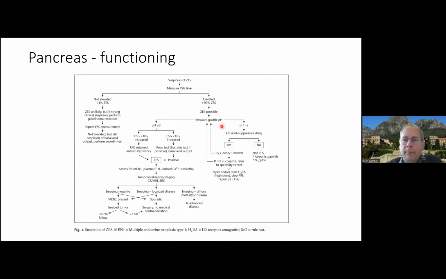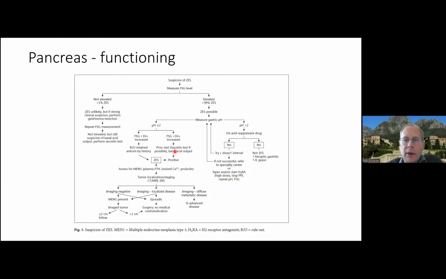Now, alternatively, if the pH is greater than 2, make sure that you're not on a PPI or other acid suppressing drug. And if so, consider how you can proceed to repeat the testing off a PPI.